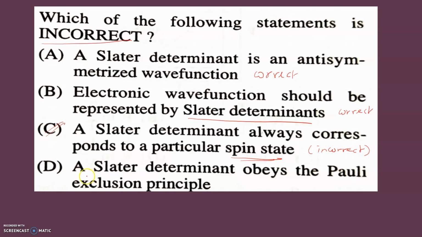What about option D? A Slater determinant obeys the Pauli exclusion principle. Yes, Slater determinant obeys Pauli exclusion principle. This is also a correct statement. So among the four, the only incorrect statement is option C. Right?